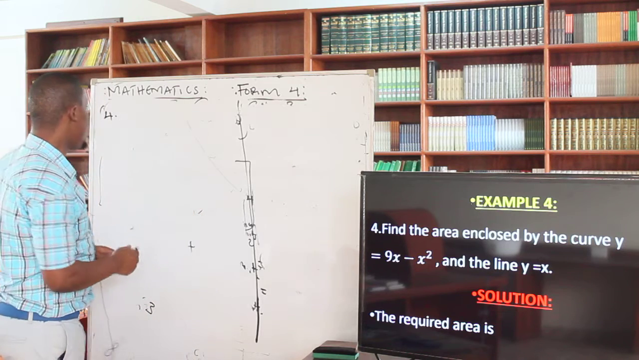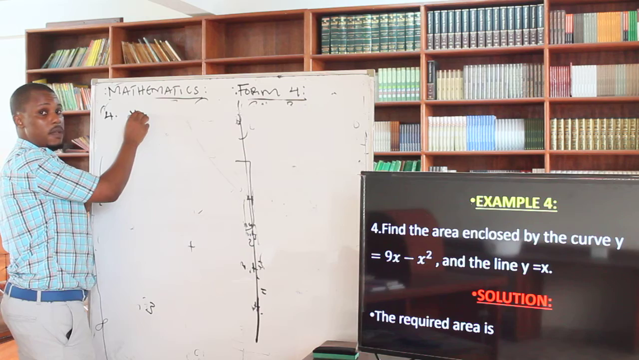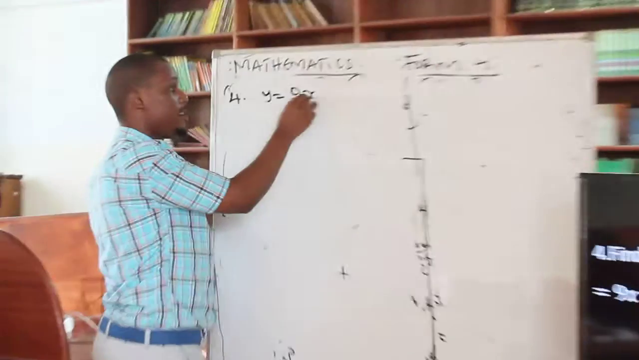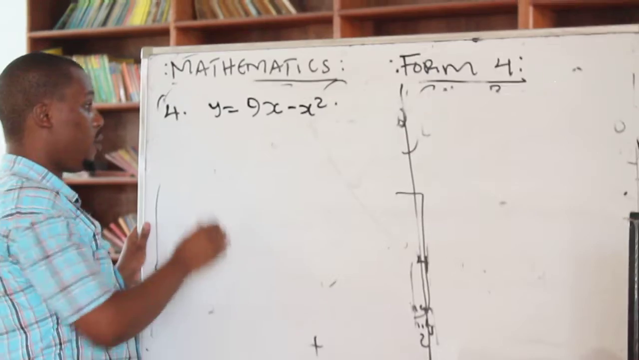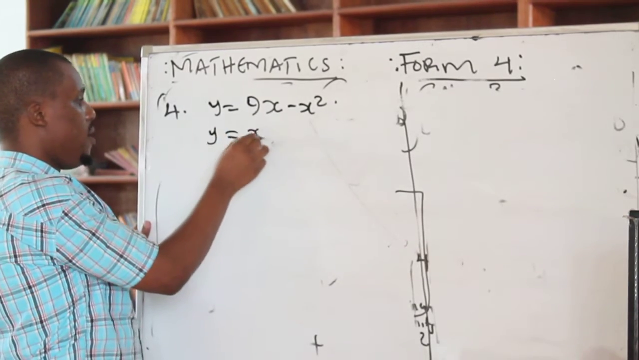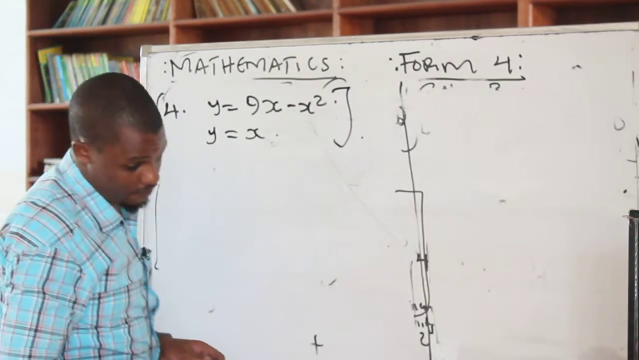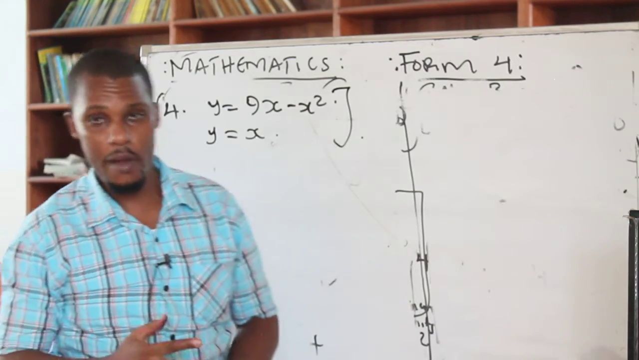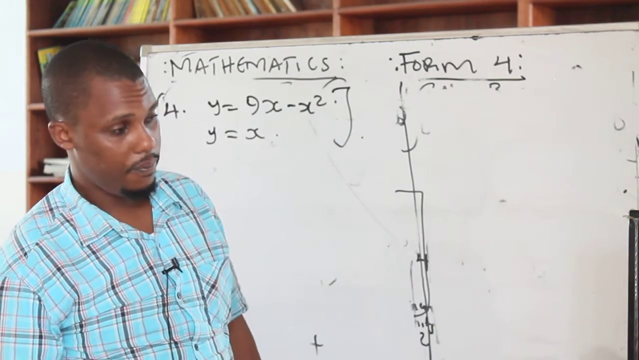So you can see, in this case, you have been given the equation of the curve, that is y equals 9x minus x squared. Then you have been given the line y equals x. So in this case, the limits have not been given. You have only been given the two equations, one for the curve and the other for the straight line.